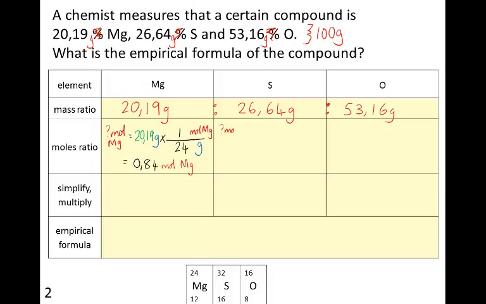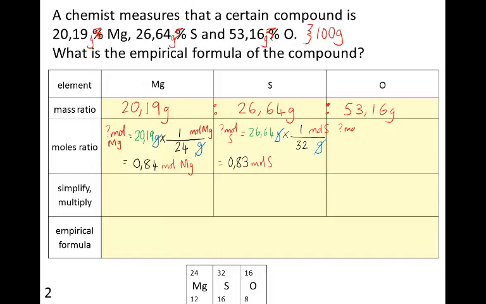How many moles of sulfur atoms have a mass of 26,64 grams? Again, we use the molar mass as our conversion factor, making sure that grams are at the bottom to cancel the given unit out, and mole of sulfur atoms at the top. 1 mole of sulfur atoms has a mass of 32 grams. 26.64 divided by 32 is equal to 0,83 mole of sulfur atoms.